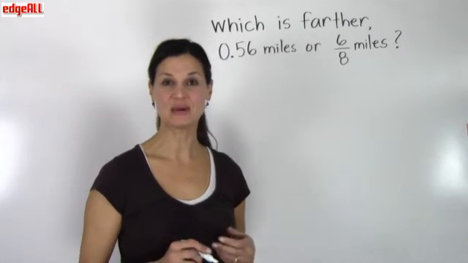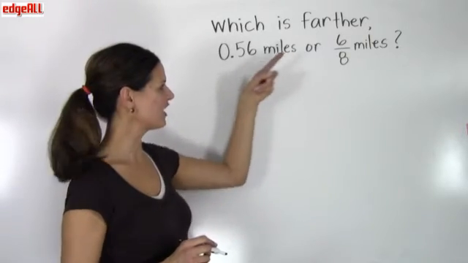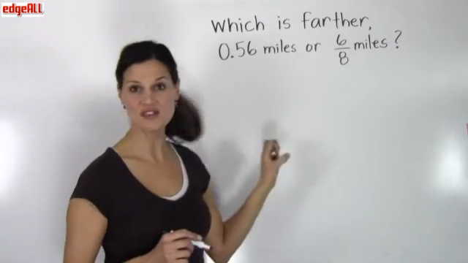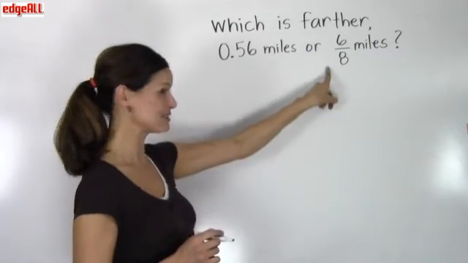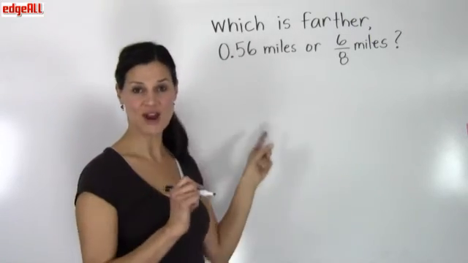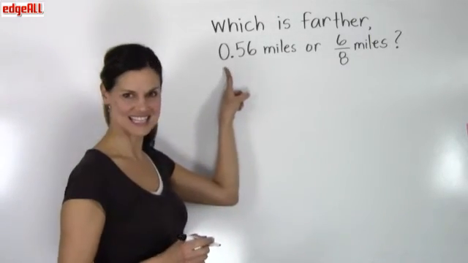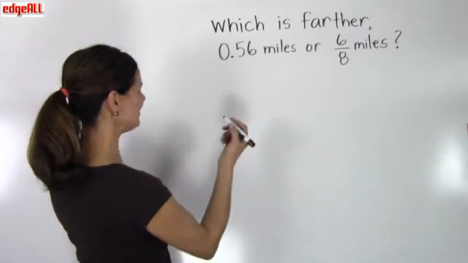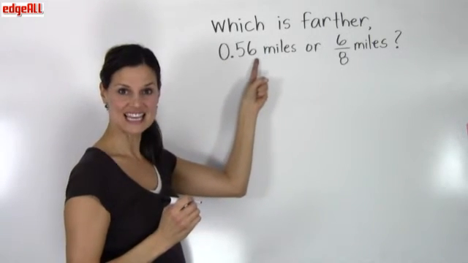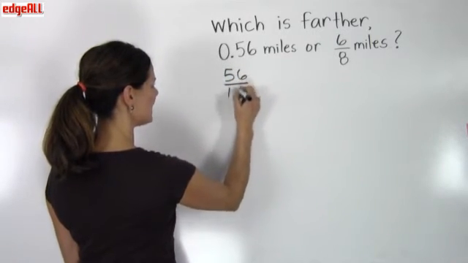So let's take a look at a problem that we mentioned earlier. Which is farther, 0.56 miles or 6/8 miles? So we either need to convert both of these to decimals, or convert this one to a decimal so that they're both decimals, or we need to convert this one to a fraction so that they're both fractions, and then do the comparison. So if we convert our 0.56 to a fraction using the method that we did from an earlier example, we would have 0.56, which is the same as 56 hundredths, and we could convert that then to 56 over 100.